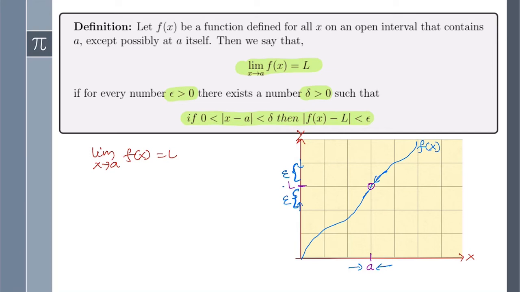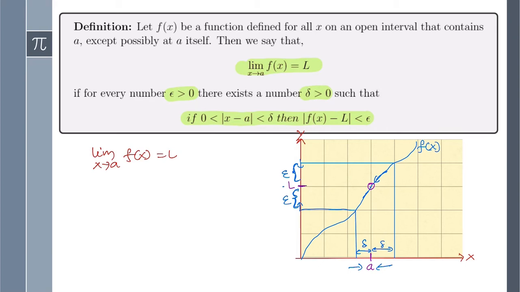for every epsilon that you give me, or every threshold on the y-axis, I will be able to find the threshold on the x-axis. For example, here, if you give me that distance on the y-axis, then I will be able to give you the distance on the x-axis. This number here is the delta.